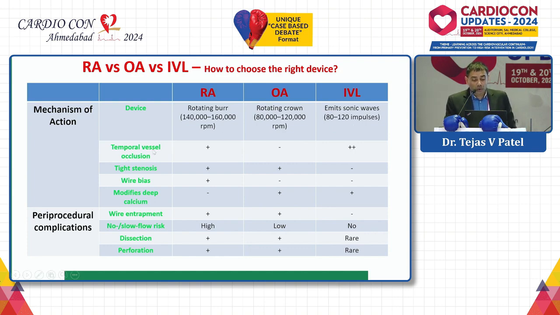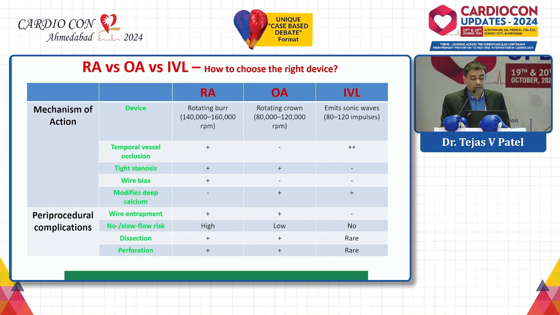Temporary vessel occlusion is there with RA and IVL; with OA, it is less likely. For tight stenosis, IVL crossability is sometimes the issue, and in that situation, rotational atherectomy or orbital atherectomy is better. Wire bias is there with RA, not with OA. Modification of deep calcium is there with OA and IVL. Probably it will be difficult with RA, and not possible.